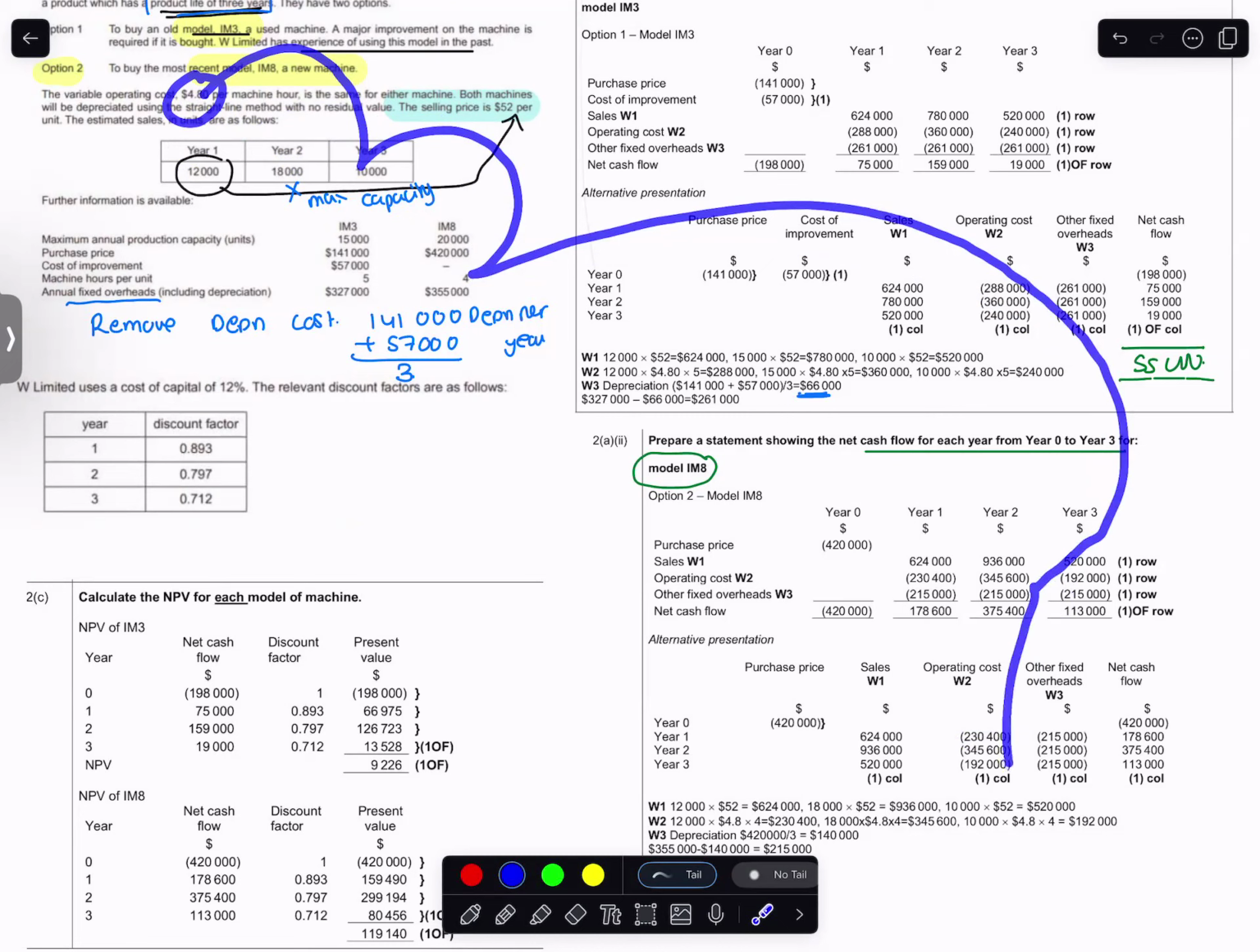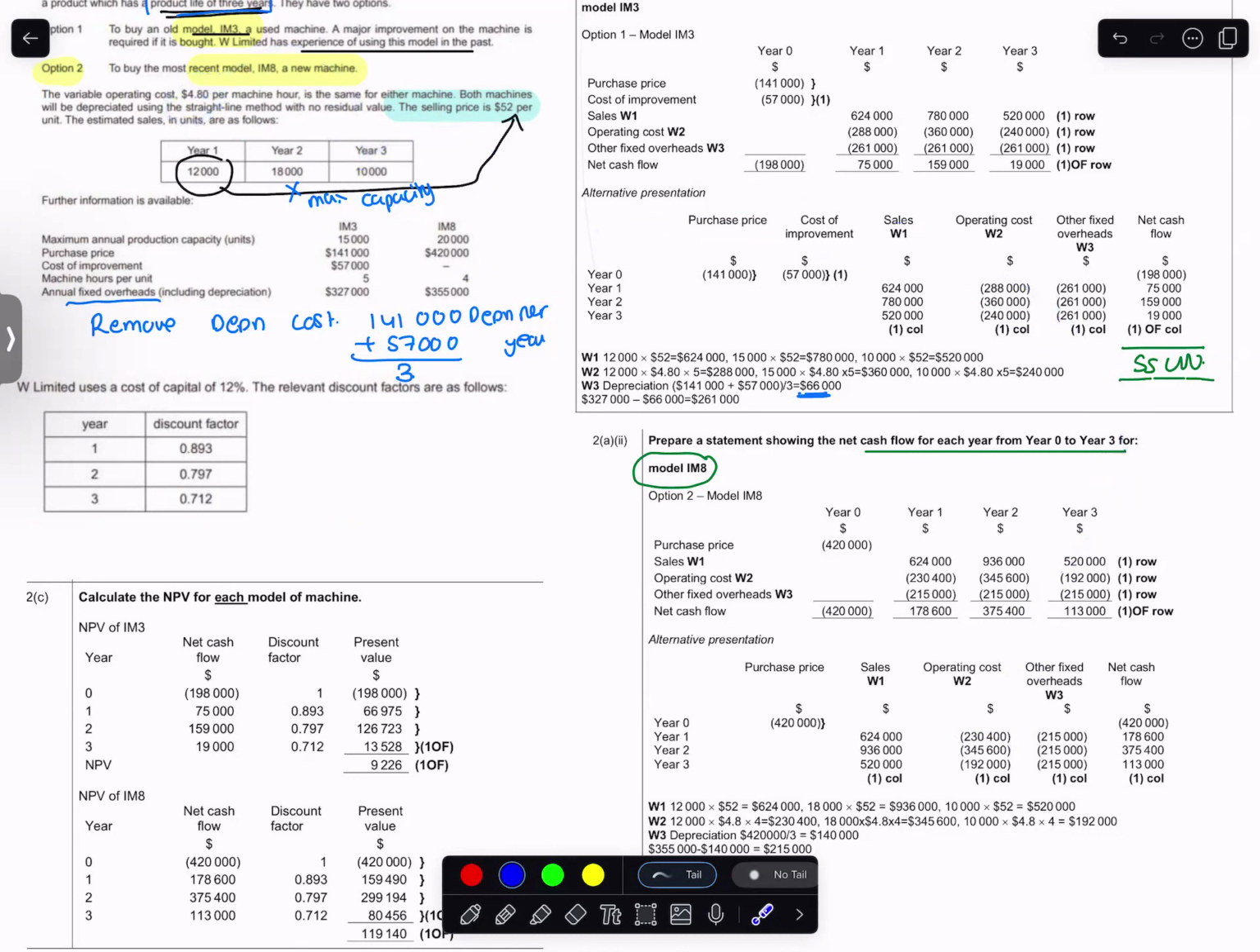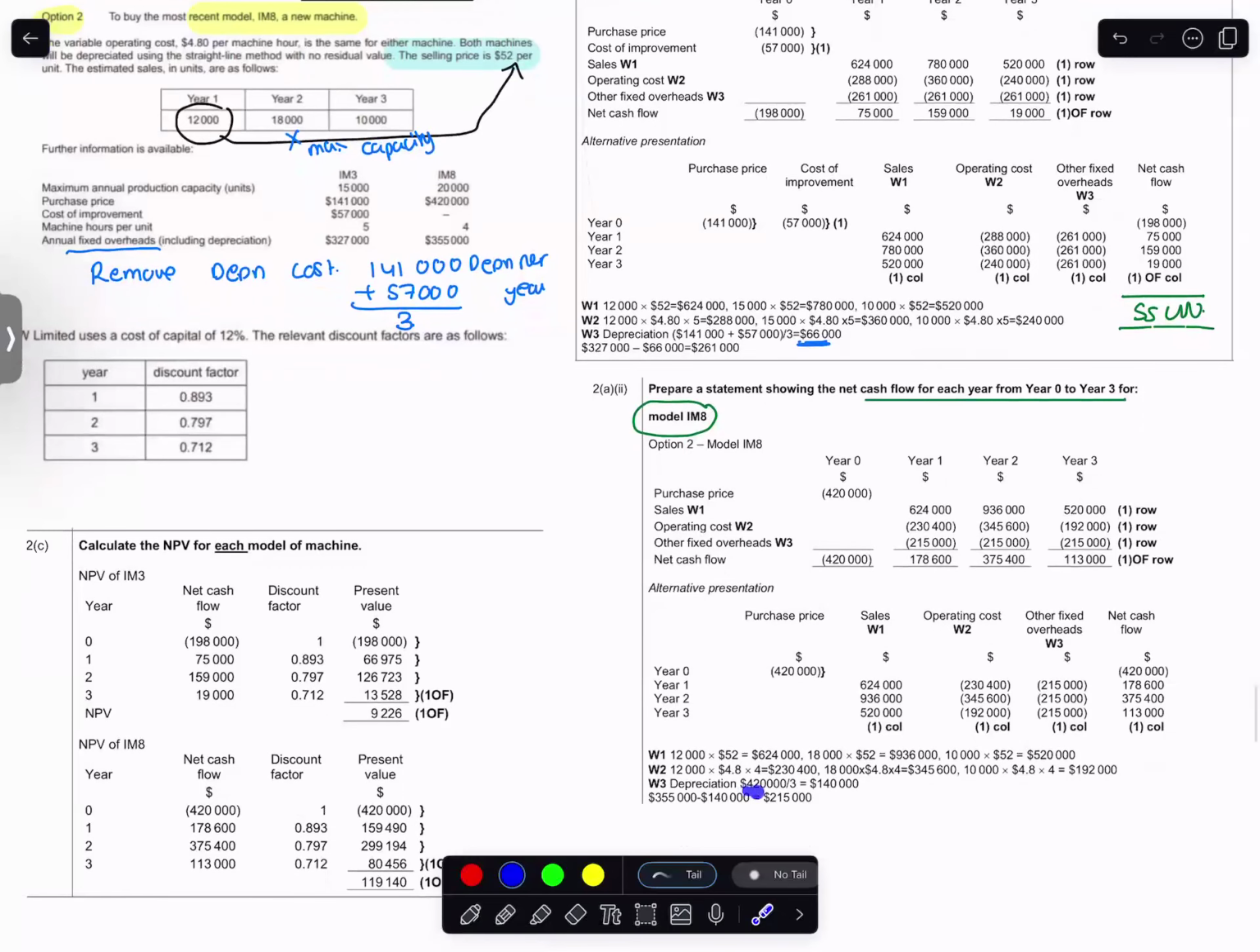Then other fixed overheads. You'll do 420,000 divided by the useful life. You'll get 140,000. And you'll minus that from the fixed. So 215,000. So you get your net cash flow. What is total net cash flow? One sec.